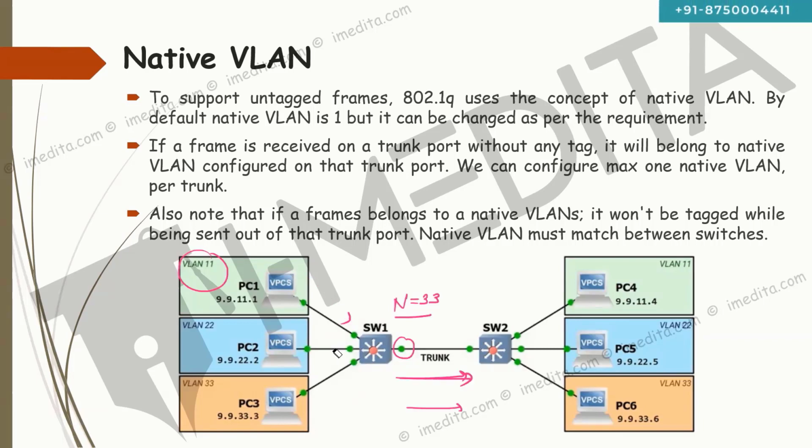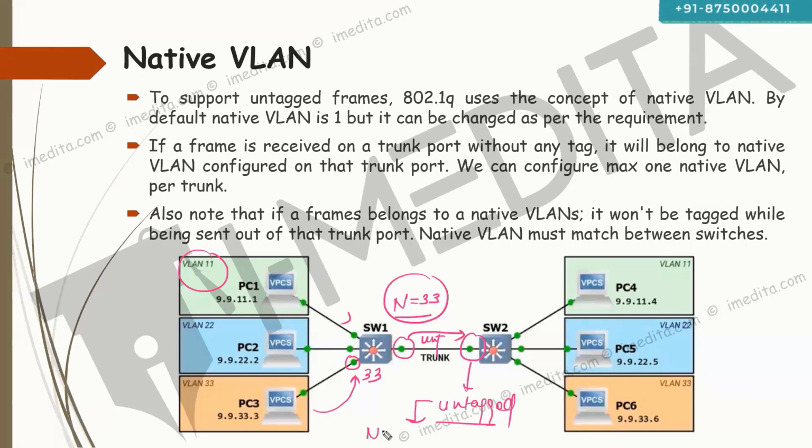But when the traffic arrives onto this particular port, this port belongs to VLAN 33. When the data is passed out of the trunk link, since the native VLAN is the same, data is not going to be tagged. And when the data is received onto this particular port, that untagged frame will belong to the native VLAN. What is the native VLAN configured here as well? VLAN 33 is also configured as the native VLAN. So the data will go to the VLAN 33 user.